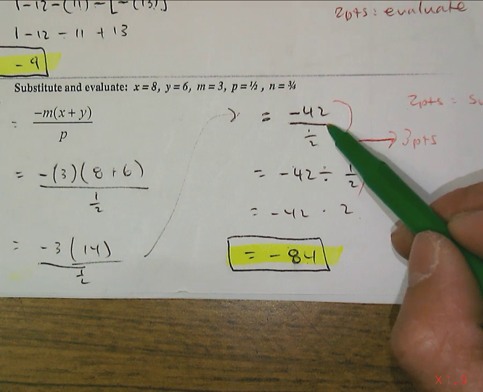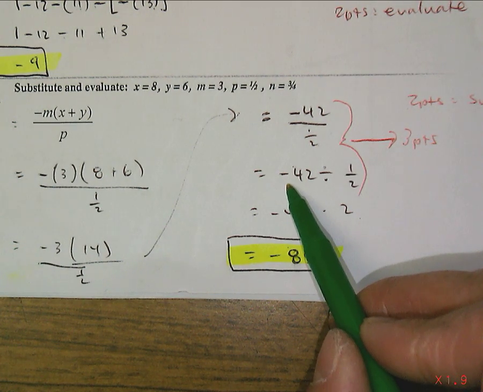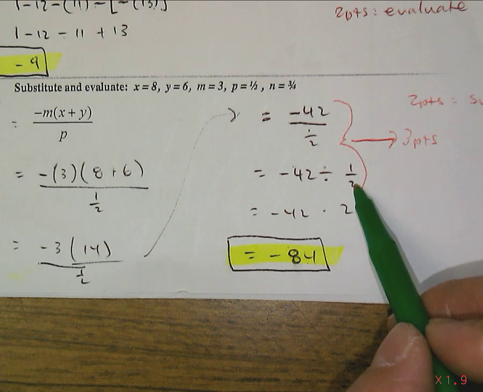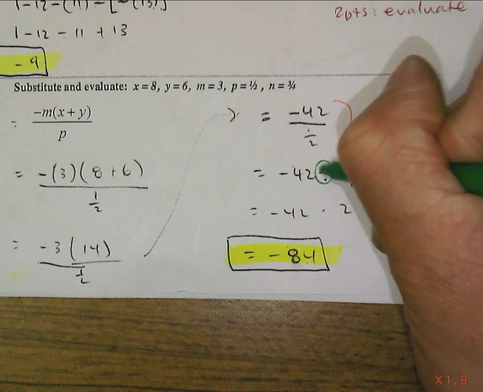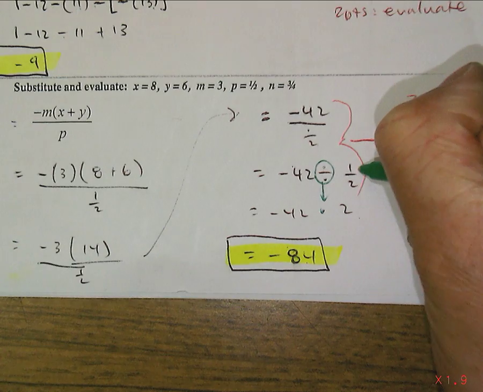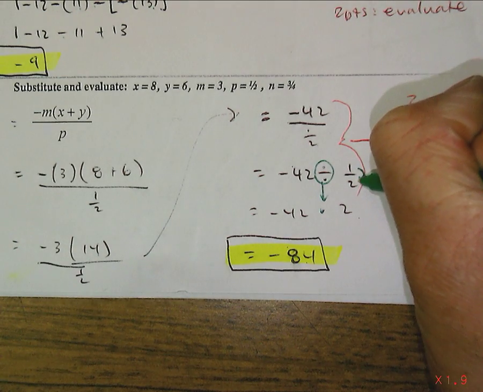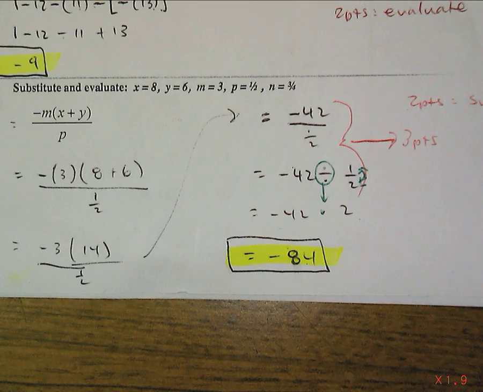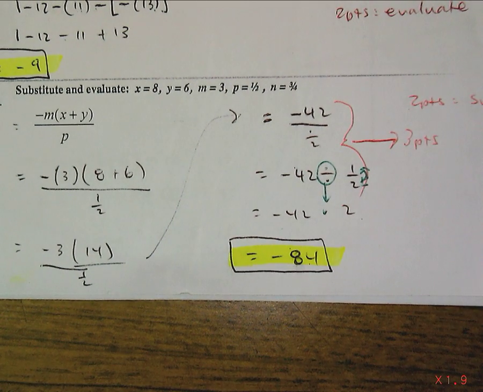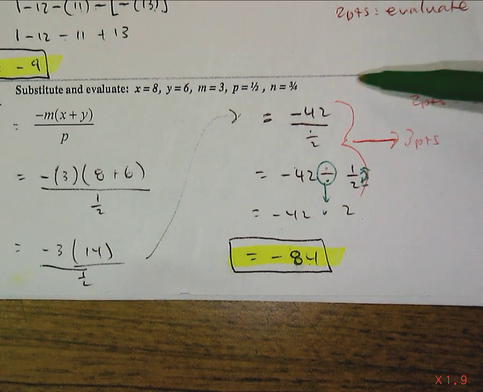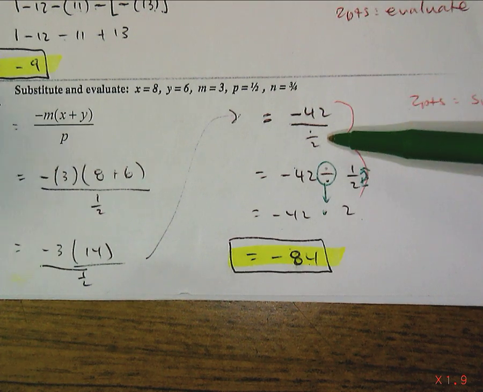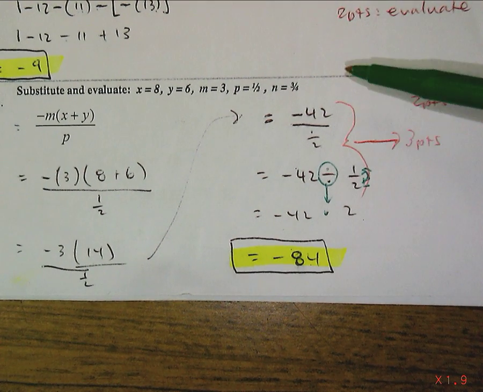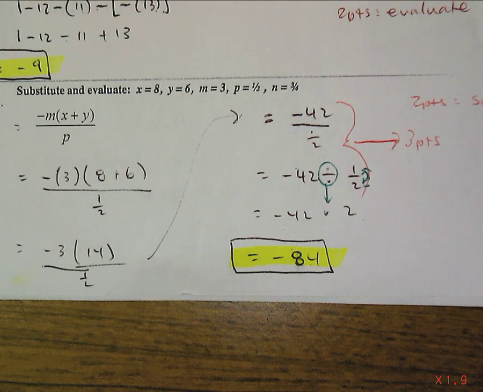Negative 42 divided by 1/2. So this is negative 42 divided by half. Remember, this turns into multiplication, and then you're taking the reciprocal of the second expression. Negative 42 times 2 gives me negative 84. If you got this far to negative 42 divided by half, it means you got the substitution plus you simplified some of it, and I give you 3 points.